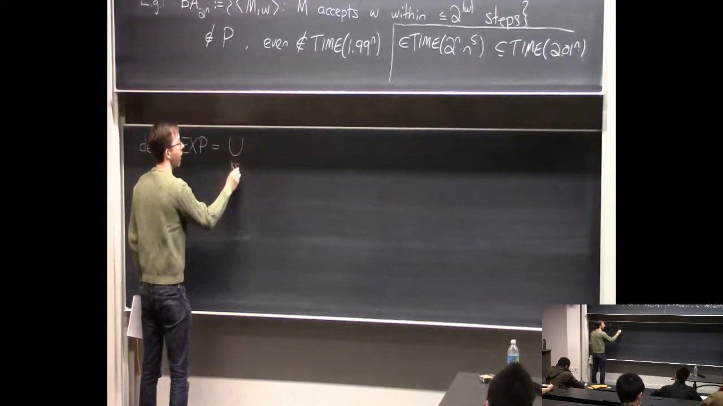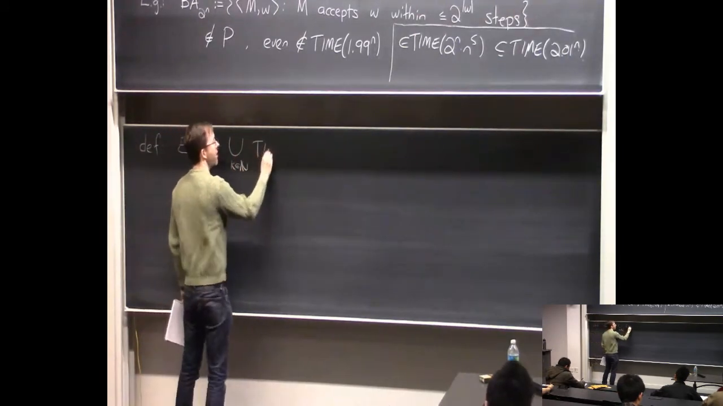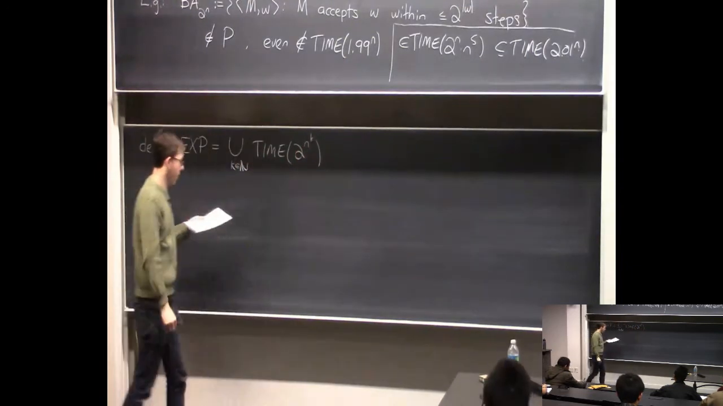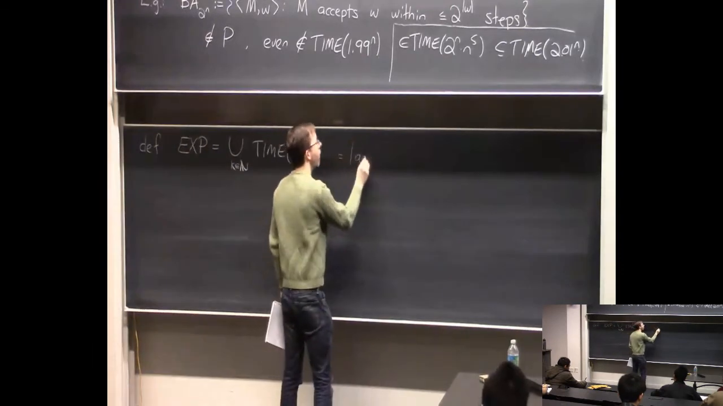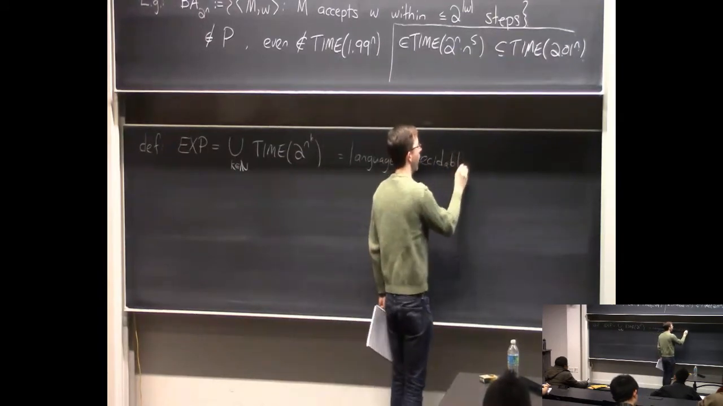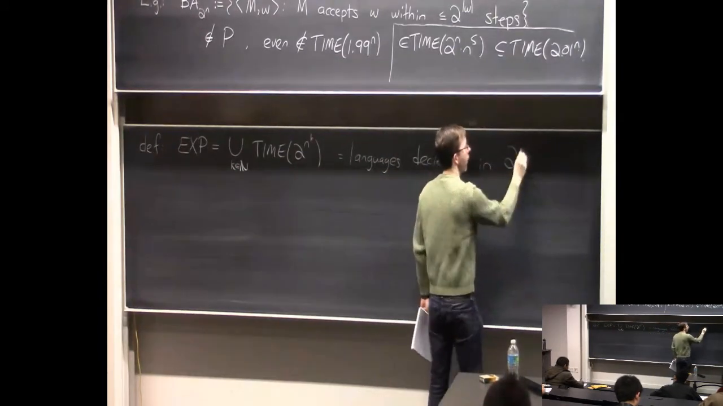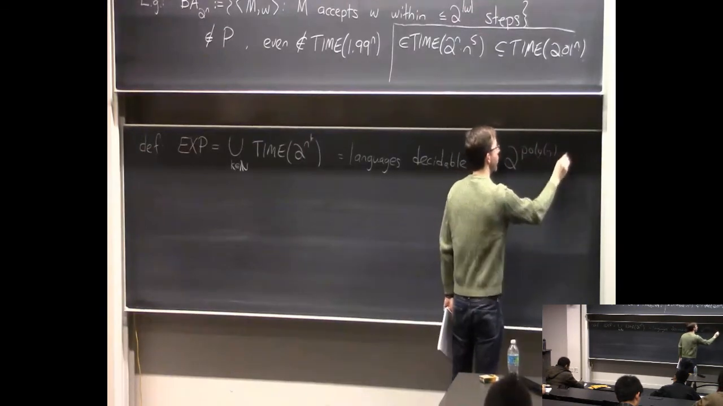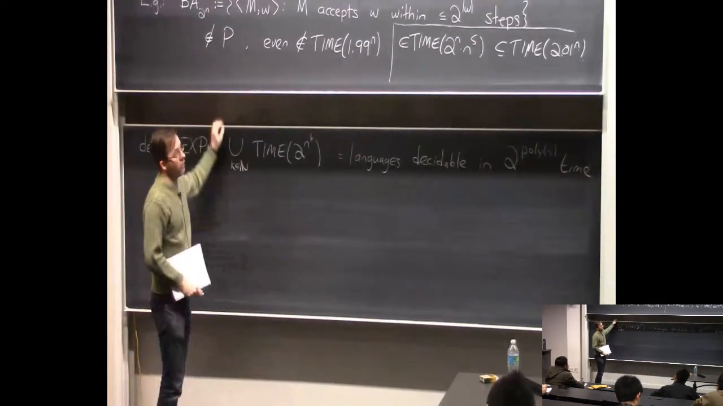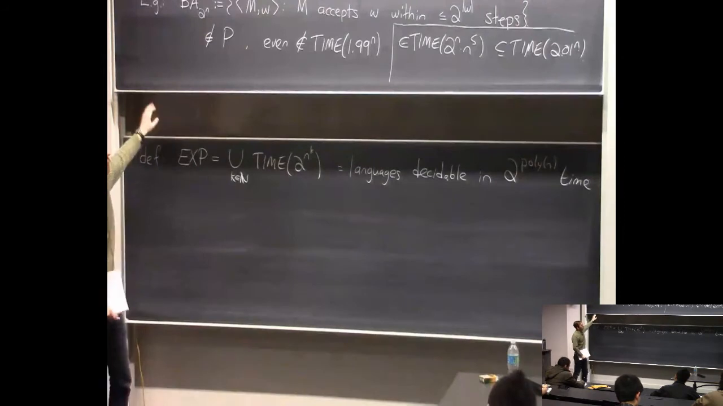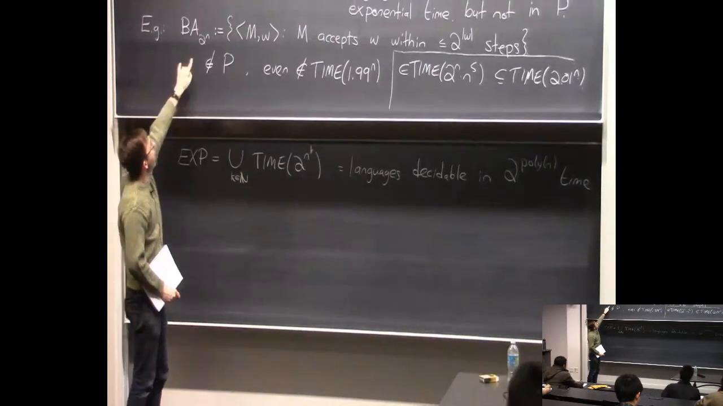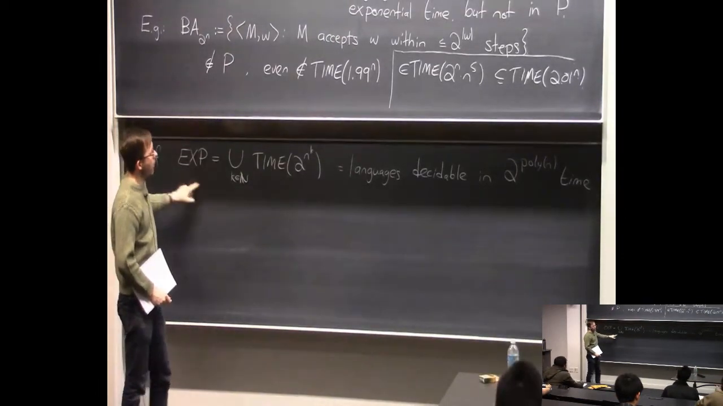So what does that mean? It's all the languages that are in some time class of the form 2 to the n to the k. Or languages decidable in, I might write, 2 to the poly n time. So this is a very big class, all the languages solvable in exponential time. This bounded accepts is in this class. So if I want to show that this bounded accepts is in EXP, what k would I need to put here?